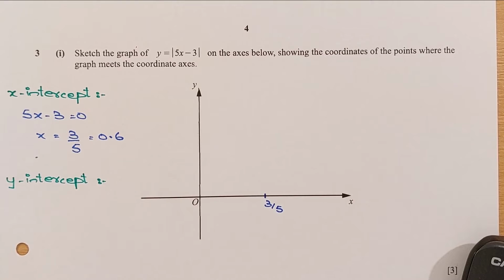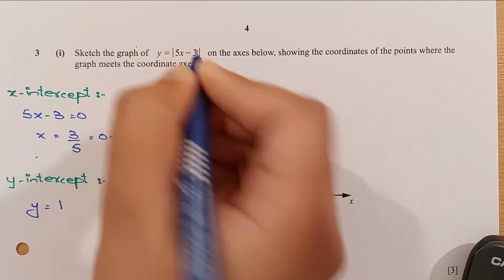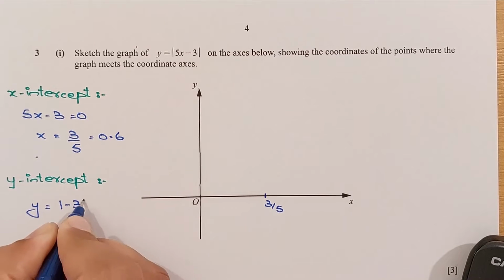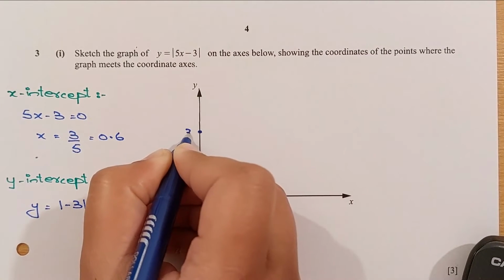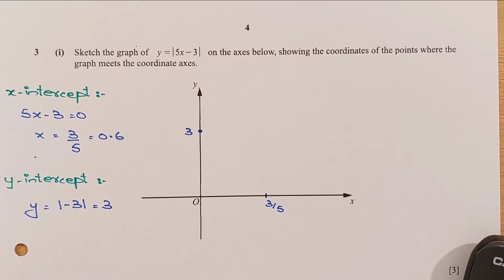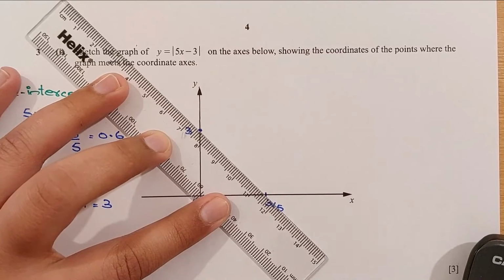Now for the y-intercept, put the variable x equals 0. So y equals the absolute value of 5 times 0, which is 0, minus 3, the absolute value of negative 3, which equals 3. So the y-intercept is 3 over here. Okay, so let me connect these two.